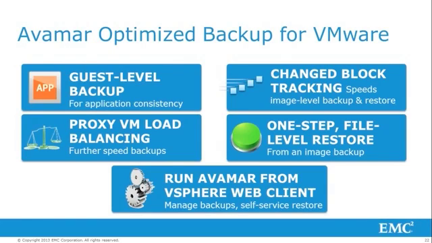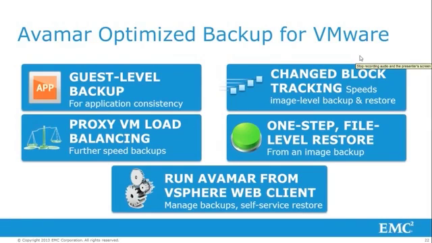So we'll first start with the fact that Avamar allows customers to back up at the guest level for application consistency. If they choose to implement image-level backups, Avamar's tight integration with VMware delivers in a big way. Avamar leverages VMware's change block tracking to speed image-level backup and restore. No one else does this. We're also unique in providing proxy VM load balancing, ensuring backups speed along in the most efficient way.